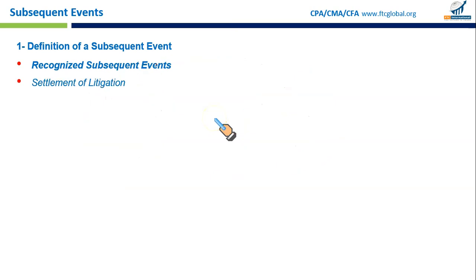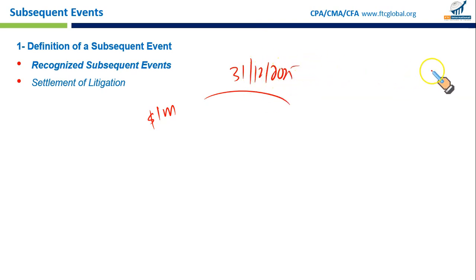Another example, settlement of litigation. Let's say there is a lawsuit against us currently under trial in the court of law, and it was there before the balance sheet date, but it gets settled after the balance sheet date. Like we were involved in a lawsuit involving $1 million, and the amount was improbable. We're not sure that we will be paying. But on a day between 31st of December 2025 and 31st of March 2026, the date when we issue the financial statements, the court decided against us. Now it's a liability. It should be reported as a liability.